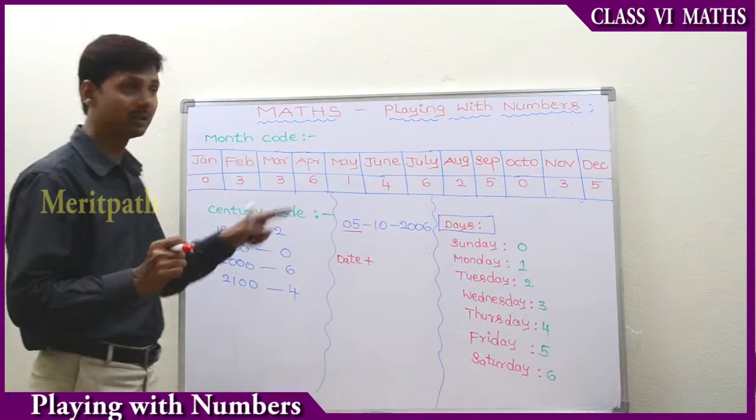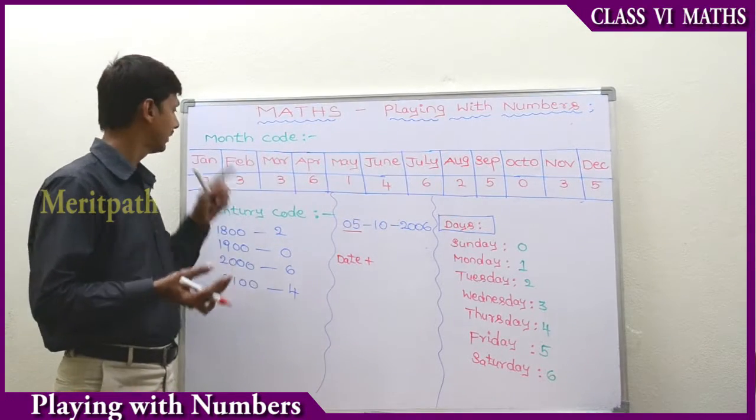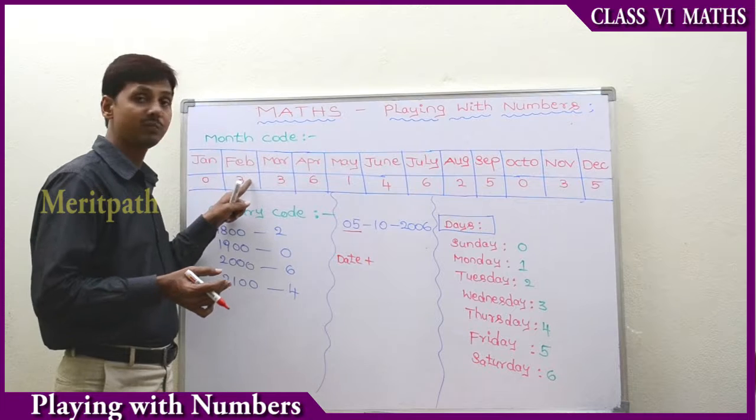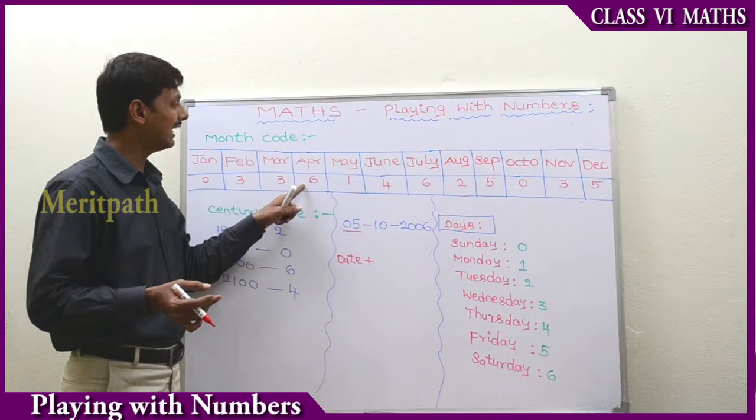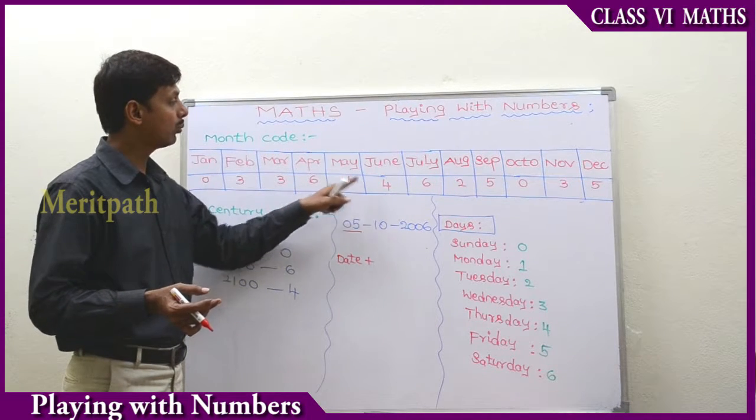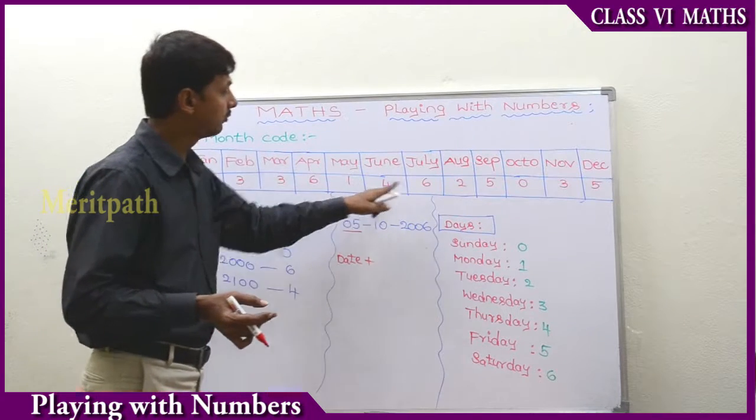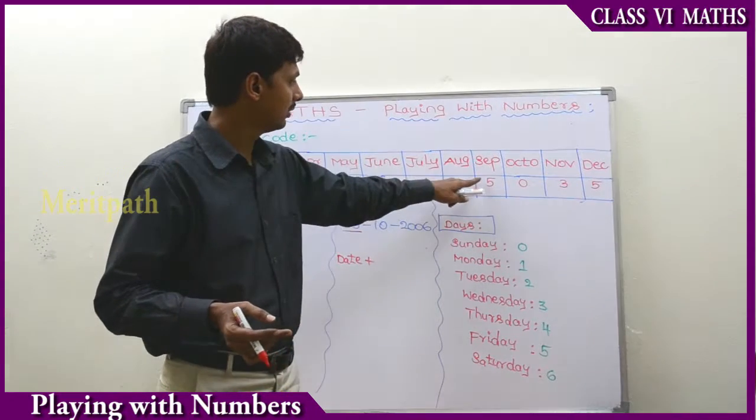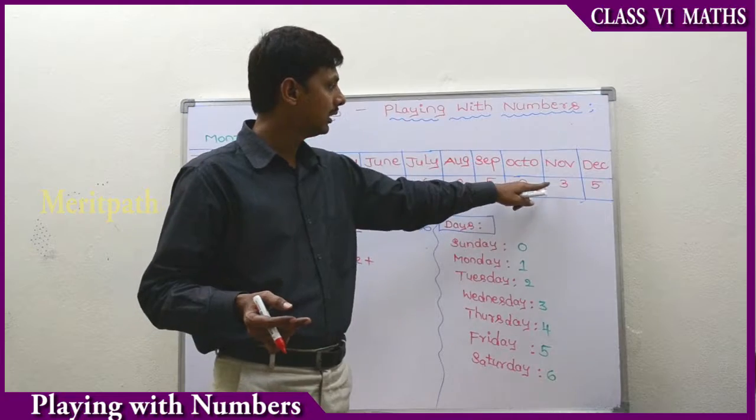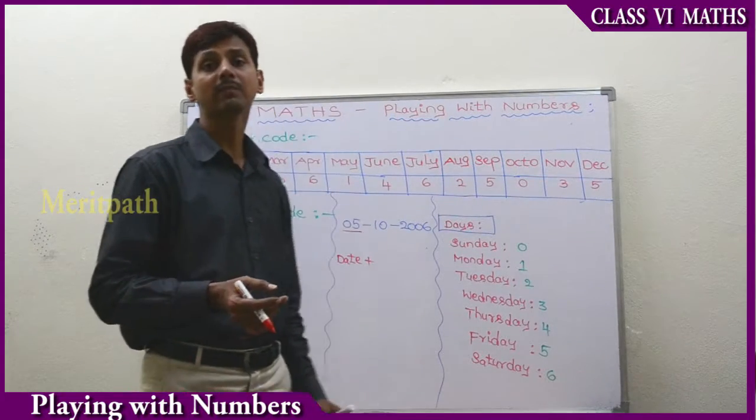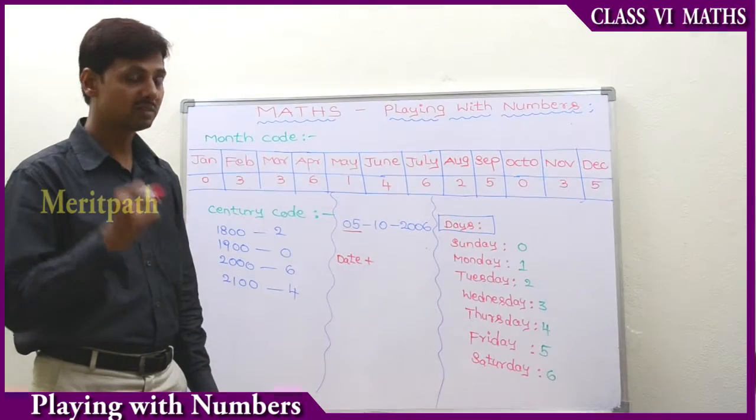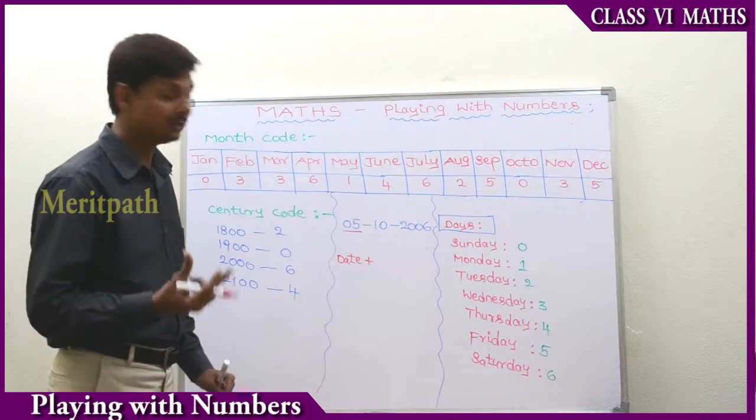So when we are finding the day, here January 0, February 3, March 3, April 6, May 1, June 4, July 6, August 2, September 5, October 0, November 3, and December 5. So these are the month codes we need to use while finding the day.